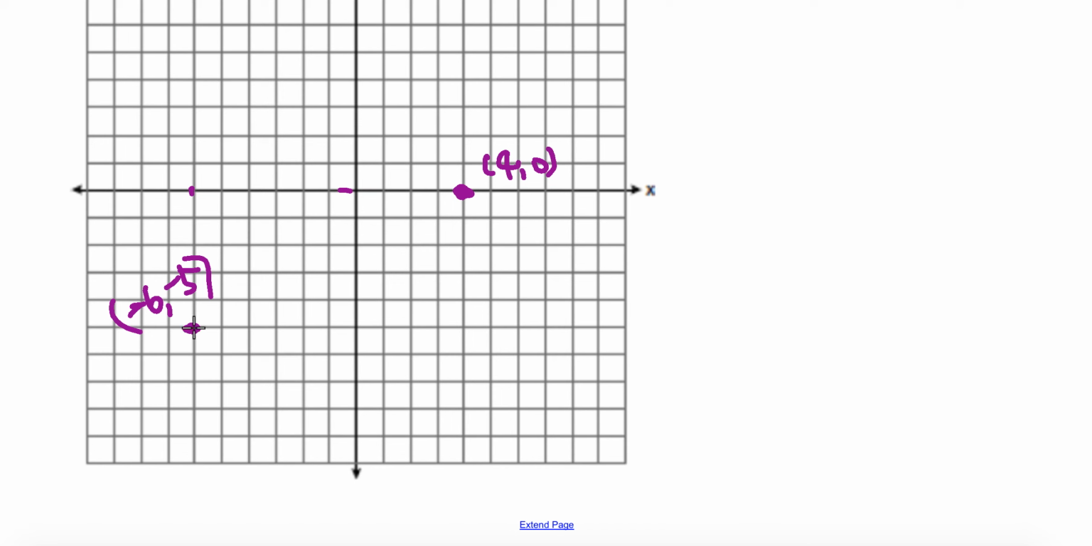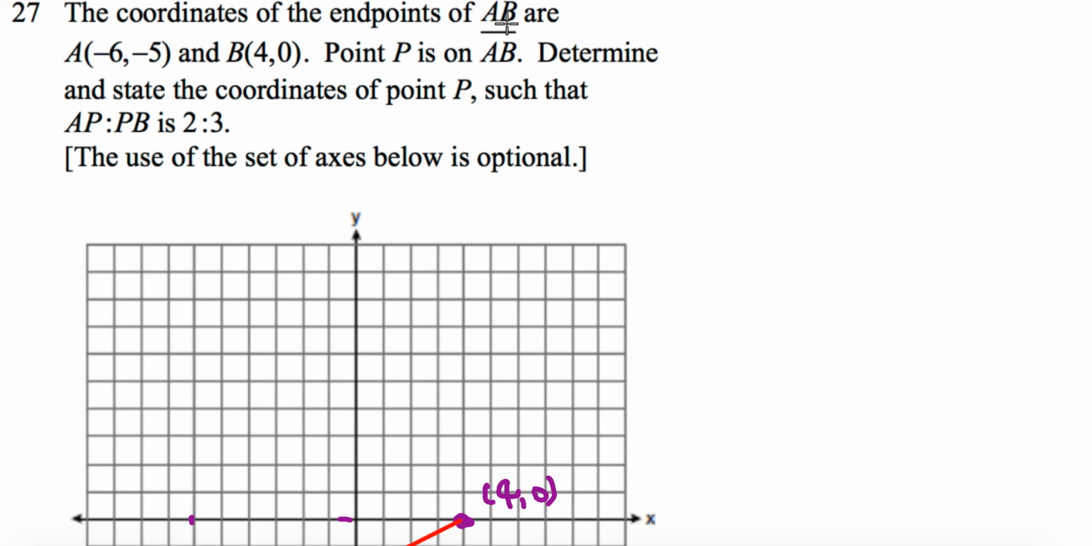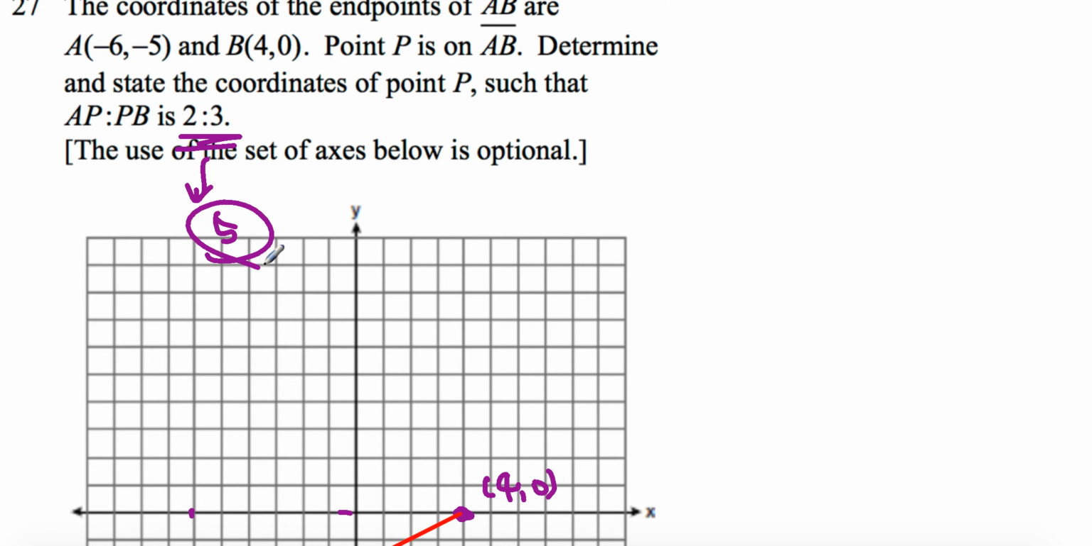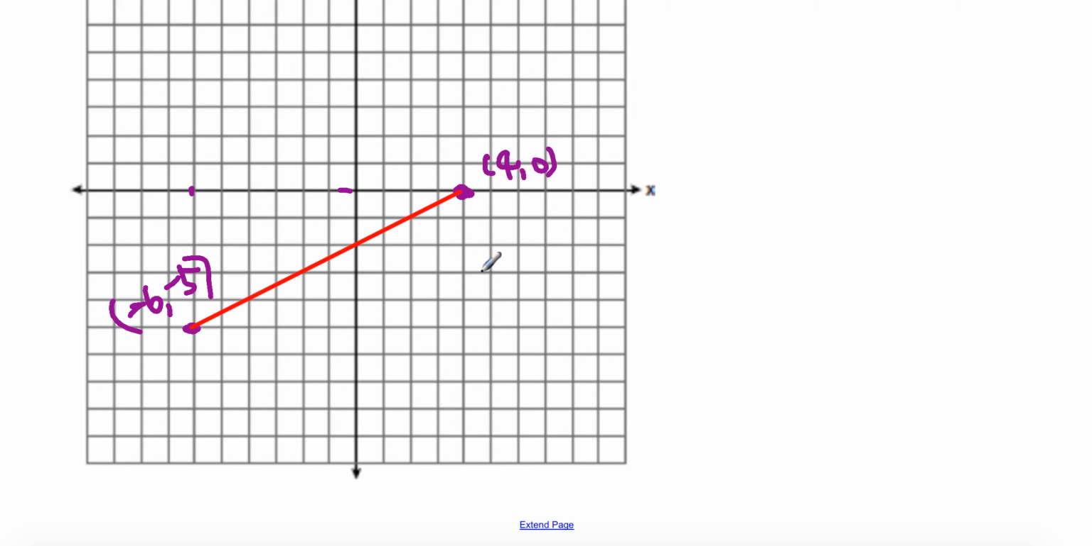between those two points. Now what we want to do is separate them by a 2 to 3 ratio. 2 to 3 means the total is 5. So I can realize that here. If I draw the horizontal line segment and the vertical one, the horizontal difference from -6 to 4 is 10. And that should be equal to 5.